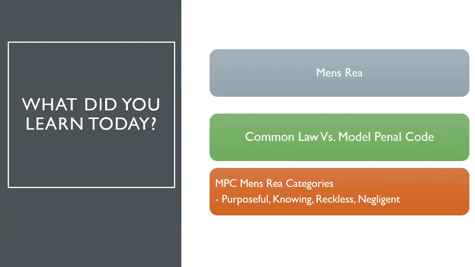And that's bringing us to a close of video 3, Mens Rea, part 1. Let's take a real quick review. What did you learn today? We were introduced to the concept of mens rea. We learned that there is a difference between the categories of mens rea in common law and the categories of mens rea in the Model Penal Code. We learned that the 4 categories of mens rea in the Model Penal Code are purposeful, knowing, reckless, and negligent. We learned that each of those categories carries with it a certain level of culpability.